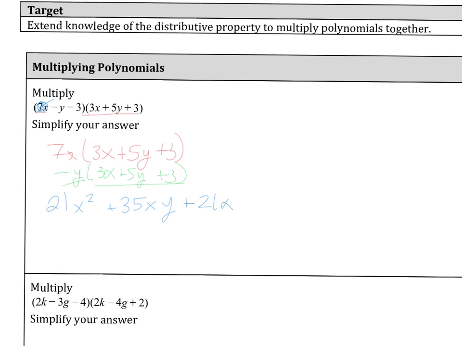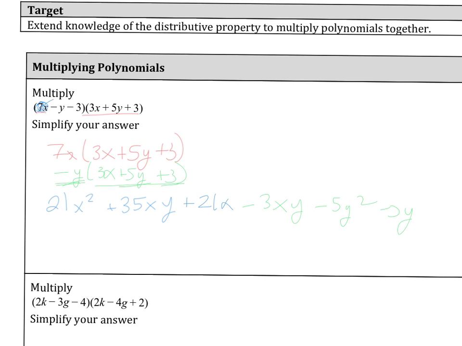Oh, one thing I am going to do though, actually. I'm going to keep my unknowns in alphabetical order. And I'm actually going to line... No, I'm not going to do that. Never mind. I won't do that right now. So negative 3xy, negative y times 5 is negative 5y squared. Negative y times 3 is negative 3y. I did not give myself enough room.